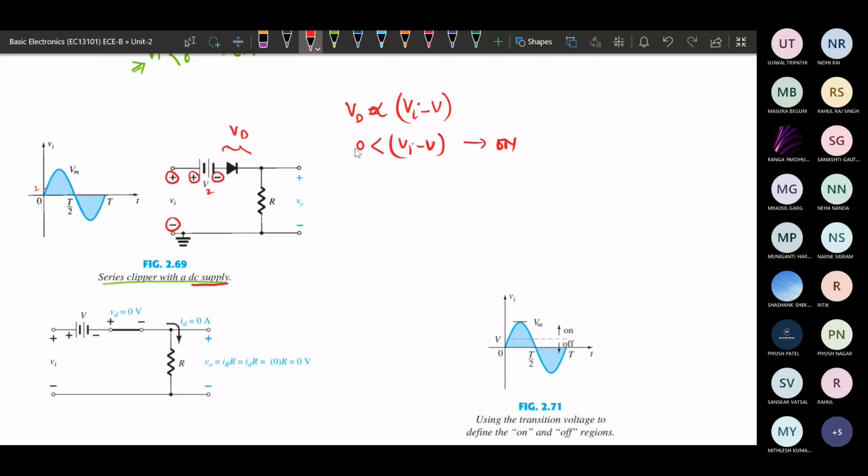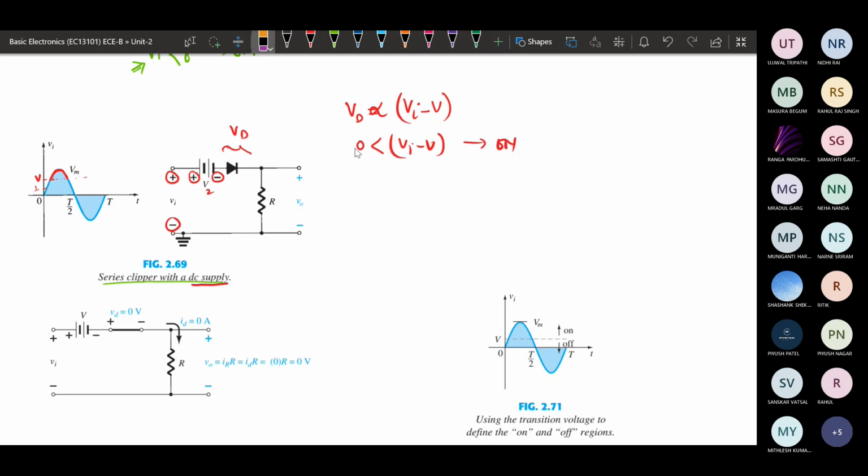Okay, so we need to move in the positive direction from 0 to some positive value, such that, suppose this is the level of V, whatever voltage we have applied, this is the V. As we are moving beyond this V, only then the diode will be on. So for this time duration only the diode is on. Okay, so you are getting the on condition of the diode.